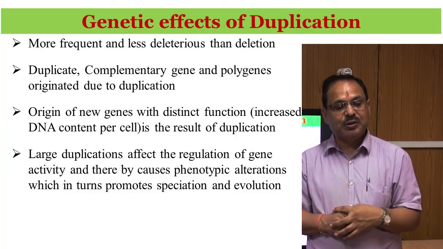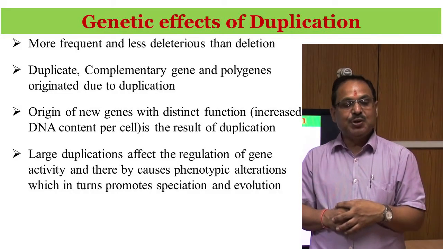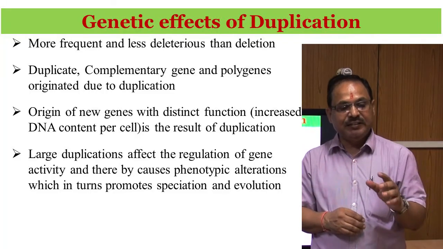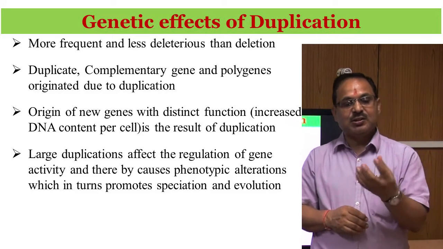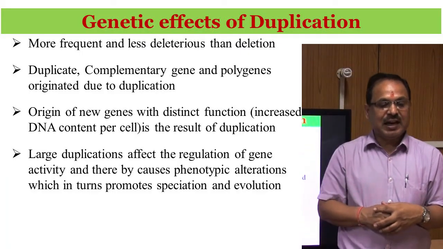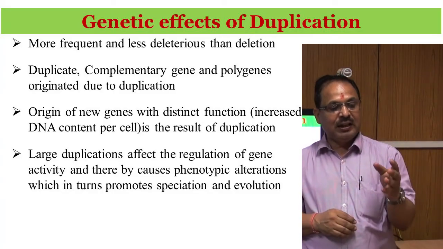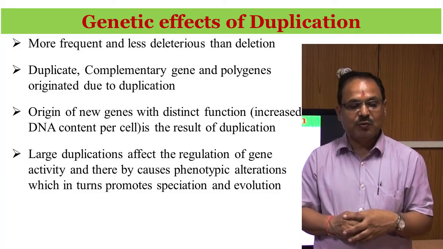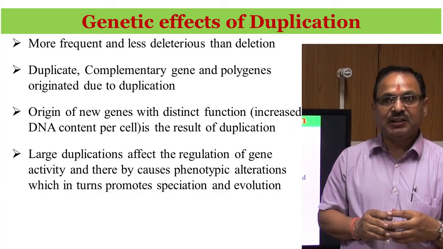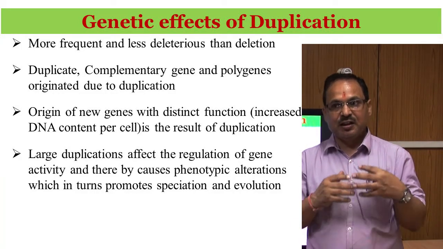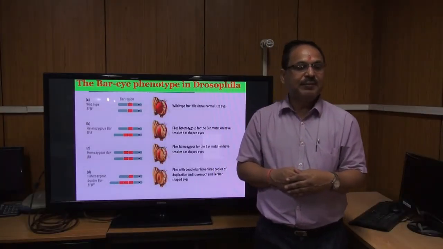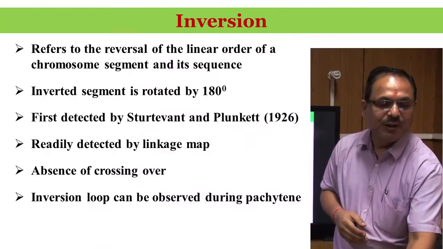Sometimes new genes with distinct functions also originate, which may be due to the increased DNA content per cell. In each cell there is a fixed amount of DNA content, but if a particular chromosome undergoes this type of duplication, then new genes may have distinct functions as a result of the duplication. If larger duplications take place, they affect the regulation of gene activity and thereby cause phenotypic alterations, which in turn promote speciation, the process of evolution, the creation of new individuals from the older, existing ones. We can see here the bar eye phenotype in Drosophila as the result of this duplication.